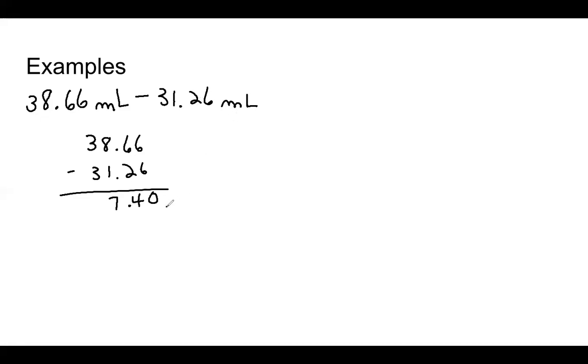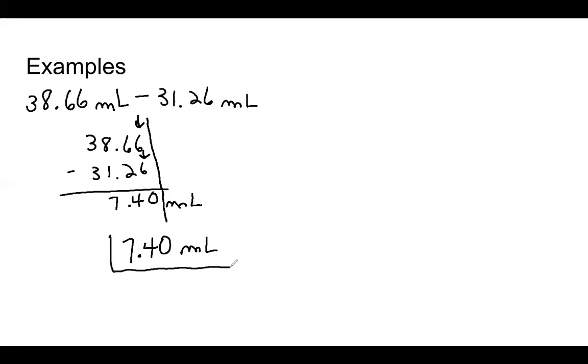milliliters minus milliliters is milliliters. All right, we have to look at the estimated digit location. So at the second decimal point, it's the same. Our answer must go to the second decimal place. So your calculator might have shown 7.4, but you must write the answer as 7.40 milliliters, because we must have two decimal places because both of our measurements have two decimal places.